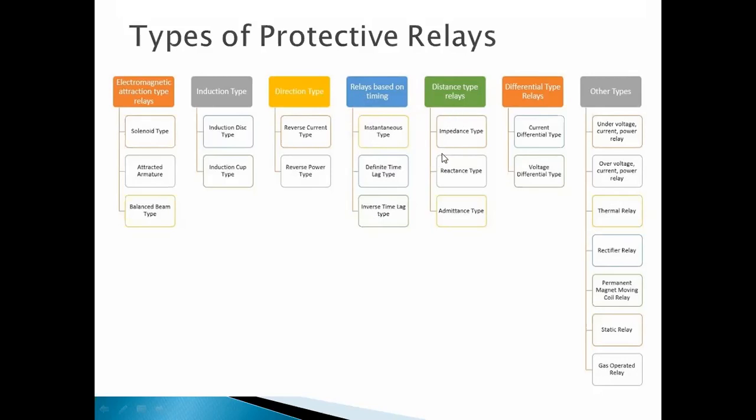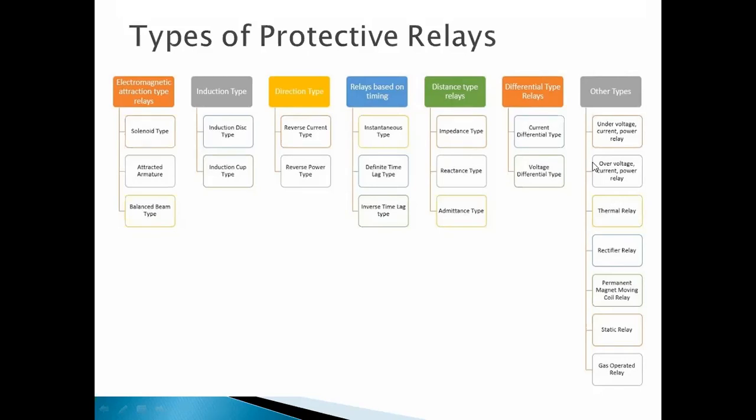Then distance type relays are impedance, reactance, and admittance. We have seen this in the distance protection chapter, right? And then differential relays, that is the current differential and voltage differential relays. These relays are used for equipment protection, right? We are using current differential relays here. Differential relays we are using for the transformer protection, then for the alternator protection, right?